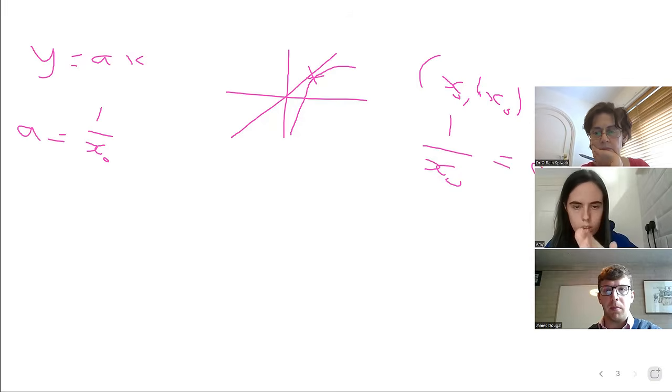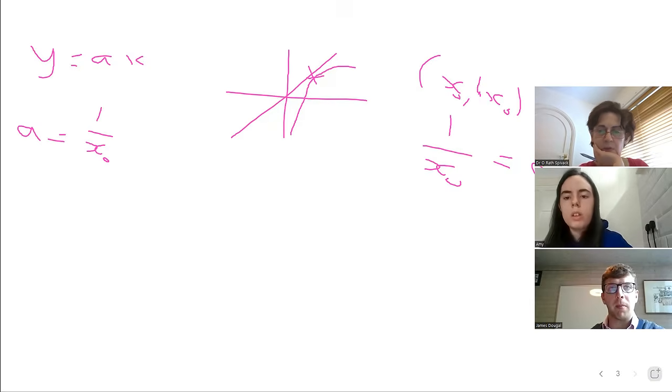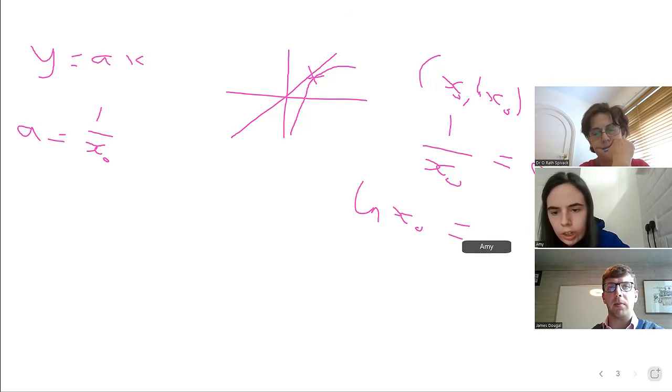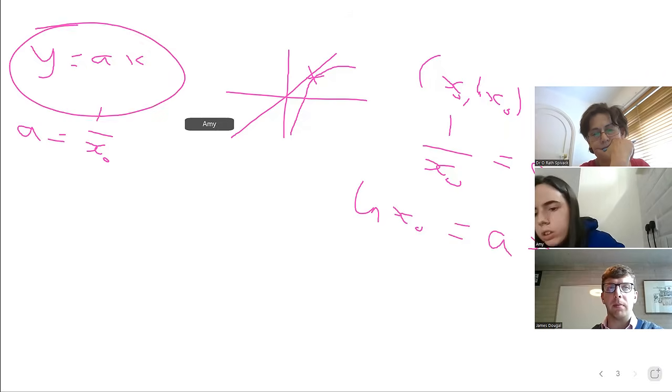Yes, because the gradient has to be the same. And we're also saying at this point that the natural log of x naught equals a times x naught, using the fact that it's this line. I'm really sorry about my writing.